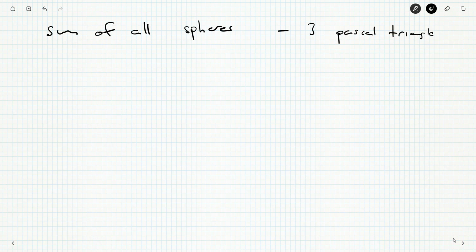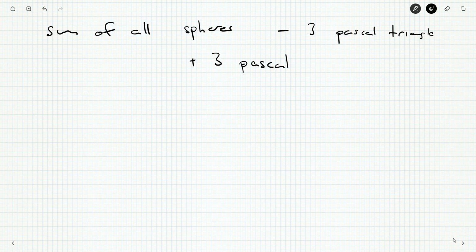Okay, so what we're going to do is we're going to get the sum of all spheres, and then subtract off 3 copies of Pascal's triangle, and then we will have double counted some of the edges. I think we have to add on each edge twice, because each edge is counted by our Pascal triangles.